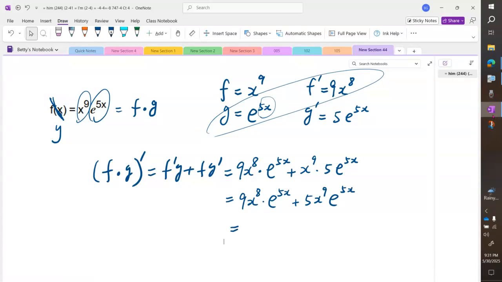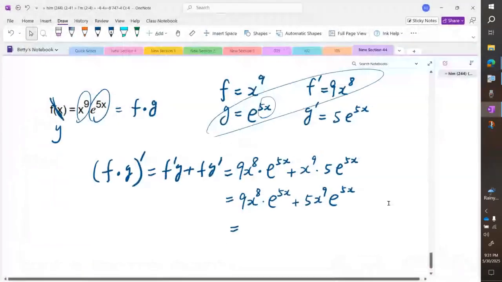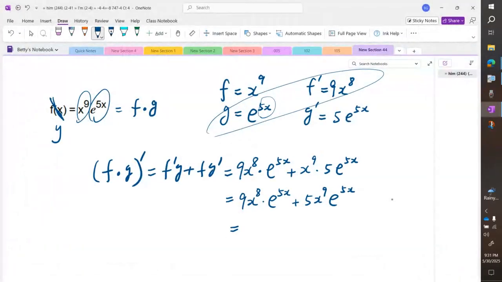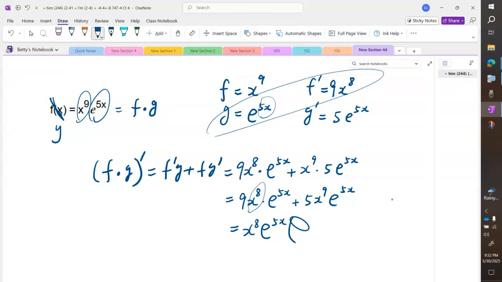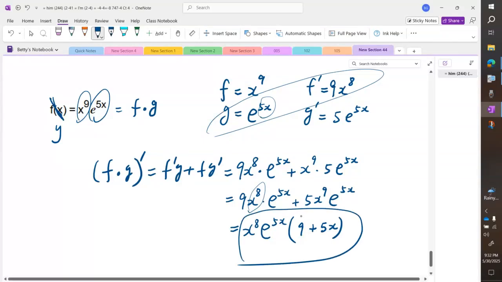Is this a multiple choice question? No? Okay. So I'm gonna factor out. I see we have x to the power 8th here, 9th here, so GCF is x to the power 8th, and also e to the power 5x. So factor that out. The first part has left over 9. And the second part has left over 5x. Yeah, this is going to be the answer.